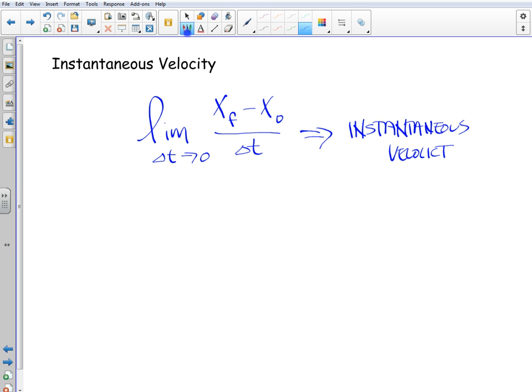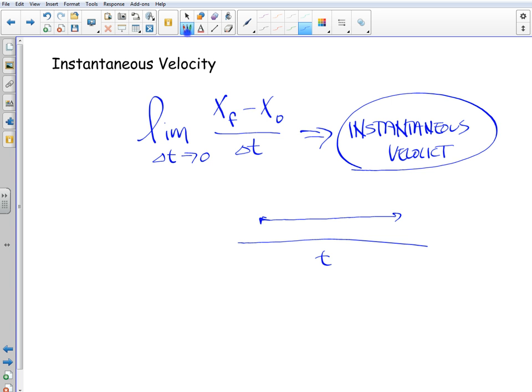However, if you're on a long trip and you make a few stops, your average speed, your total displacement for the trip, divided by the total time, is going to be something less than 50. That would be your average velocity. So your instantaneous velocity is literally at some infinitesimally small point in time, how fast are you going?